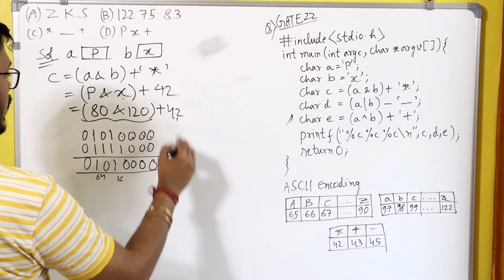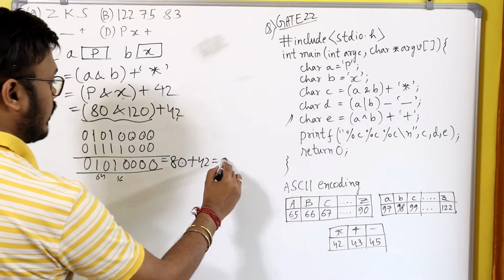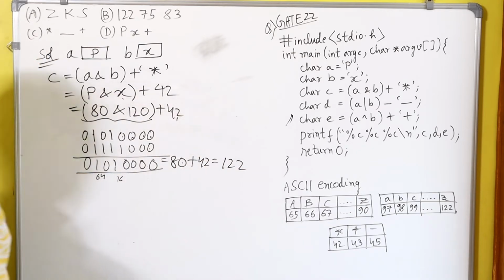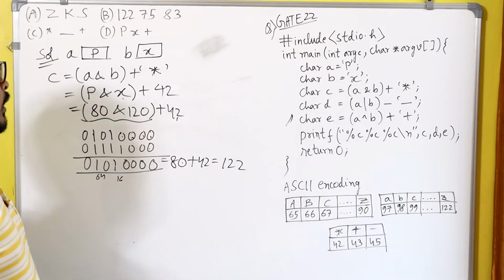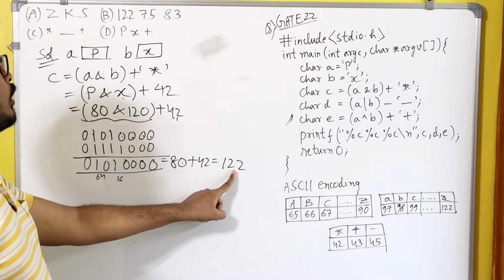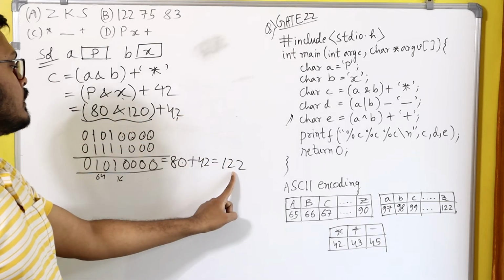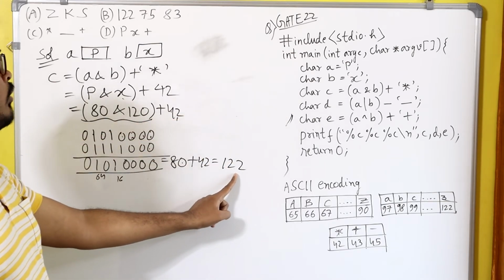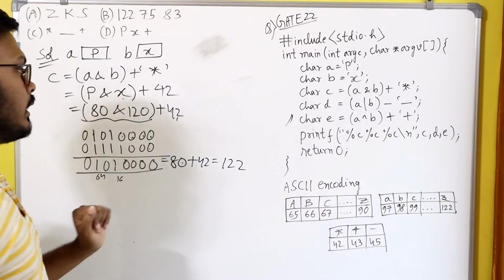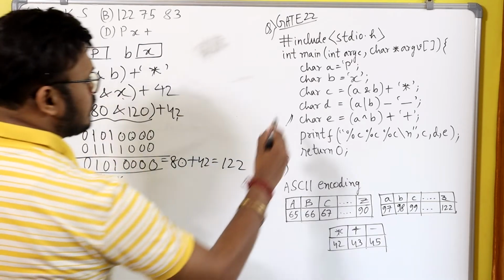So just add it with 42. 80 plus 42, you will get 122. Fine. So you will get 122. So now, C has the value 122, but C is of character type. So again, you have to convert this decimal value into the corresponding character. Fine. But let's do it later. Fine. So we have solved this one.